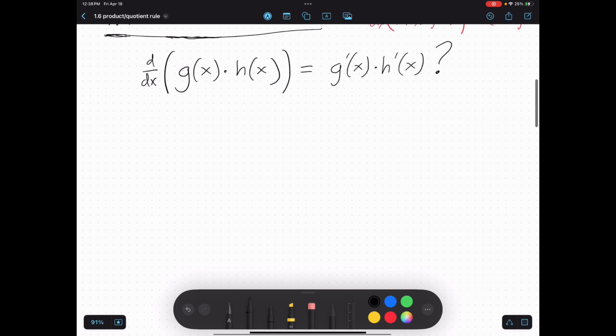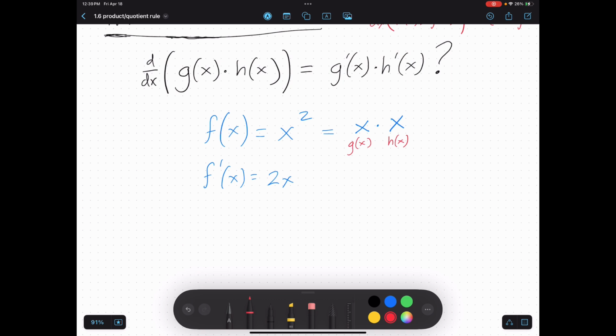Well, there's an easy way to check this. Consider this function, my x squared function. Well, we already know the derivative of this function because this is a simple power function, right? I know my derivative is 2x. But I can also write this as a product of two different functions. x times x is just x squared. And if I write it like that, then I can think of that as two different functions. One function is x, and the other function is x.